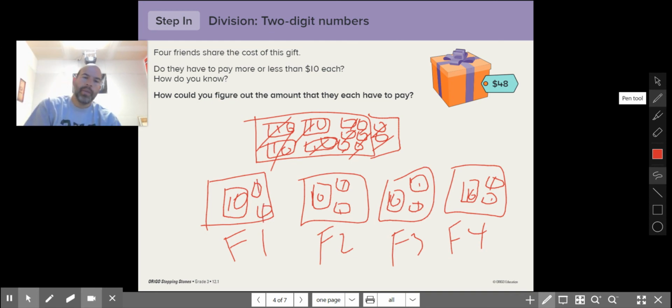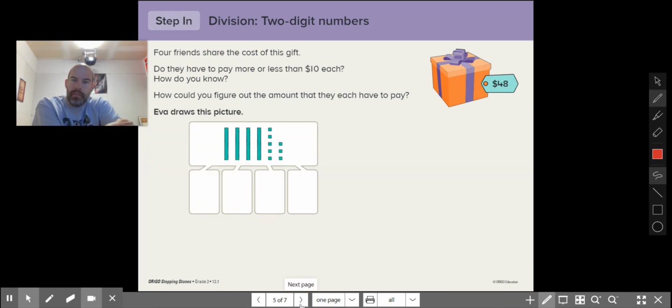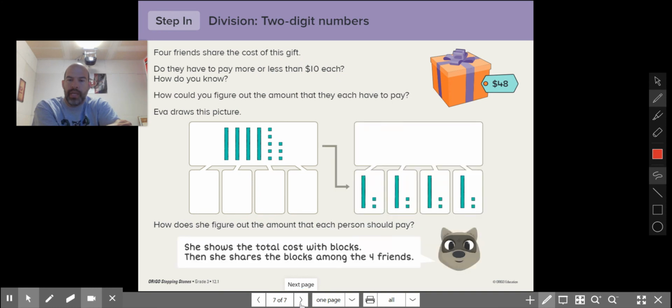Okay, so total, how much do they pay? $10 plus $2 is 12. So each of them are going to pay $12. All right. So same thing that we just did on the previous slides, right? And we were able to share them equally, which we did. So it says that we can see that Eva draws the picture and she shows the total cost with blocks. Then she shares the blocks amongst 4 friends. Same thing we did.